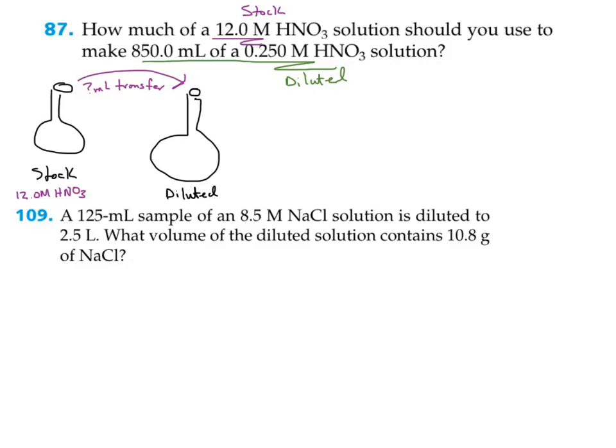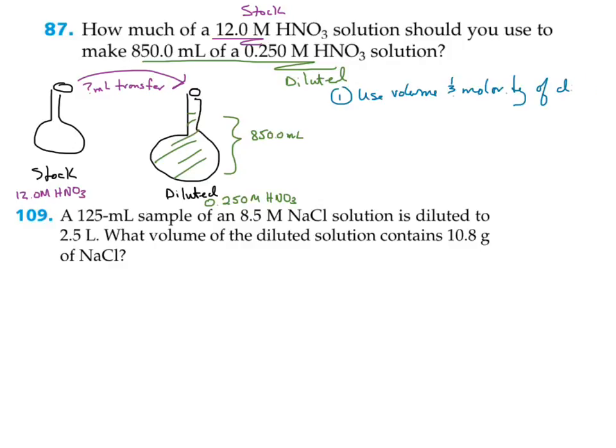So in this case, we have the molarity of stock, and we don't know how much to transfer to make this diluted solution. Now, notice this, it threw me off for a minute. Now we know more about the diluted solution than we do the stock. We know the volume of the diluted and the molarity of the diluted. So that's where I'm going to start. My first step is to use that 850 milliliters and that molarity of 0.250 moles per liter to get to moles of HNO3 that are swimming around in my diluted solution.